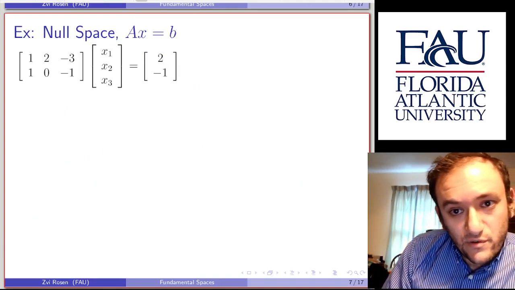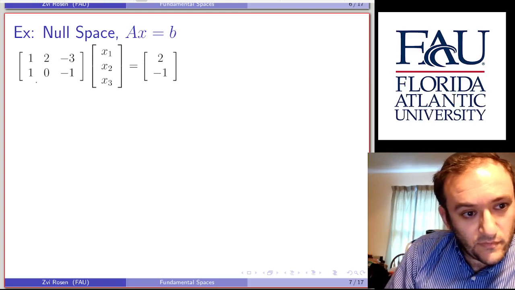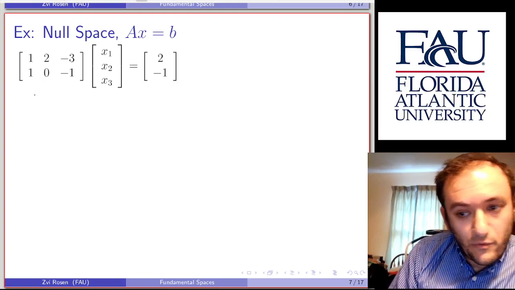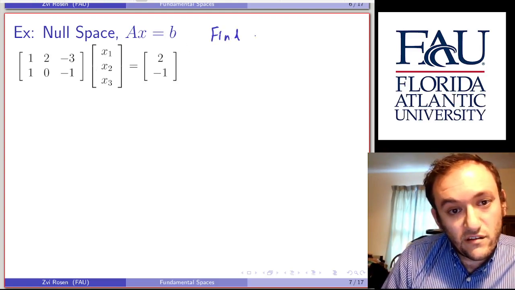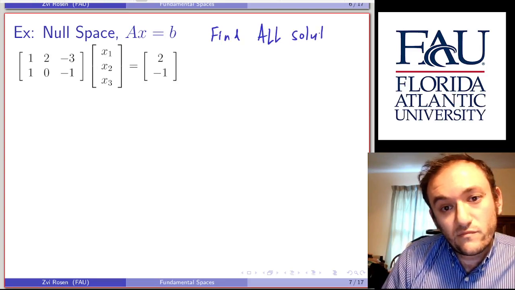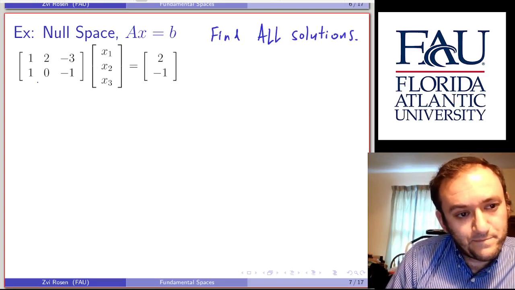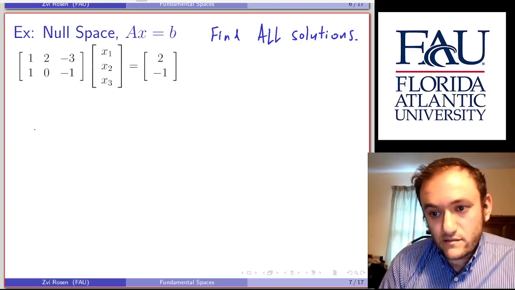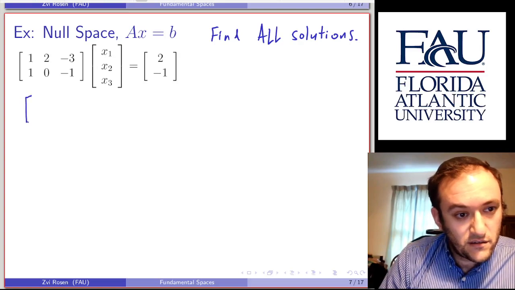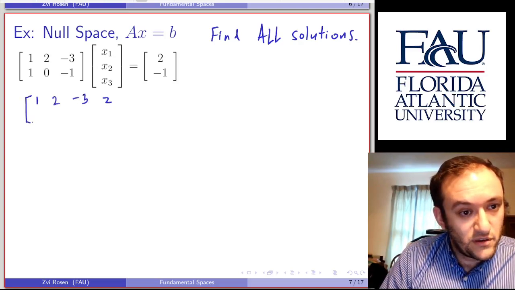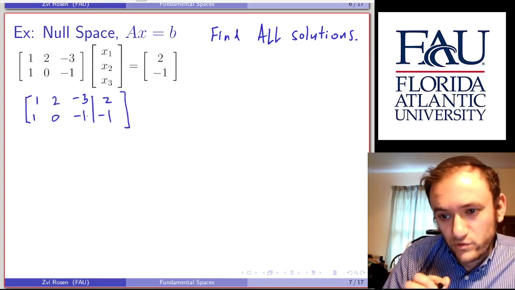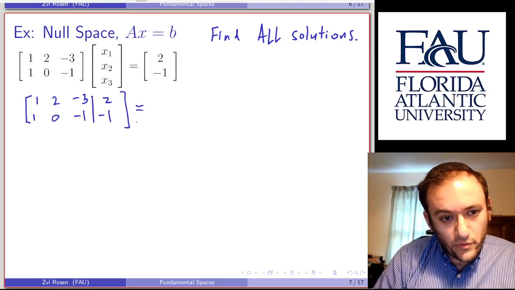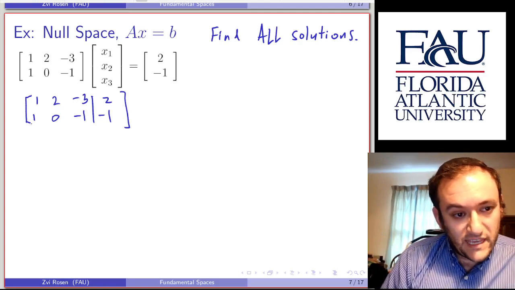Okay, so let's do an explicit example of this. Here I want to find all solutions to this matrix equation. So find all solutions. Okay, so the way that we do this is using augmented matrices and Gaussian elimination the way we usually do. So we have 1, 2, minus 3, 1, 0, minus 1, minus 1. Okay, and at this point, let's only find one solution, because we want to start with our u. To get this simplified, we just add minus row 1 to row 2.